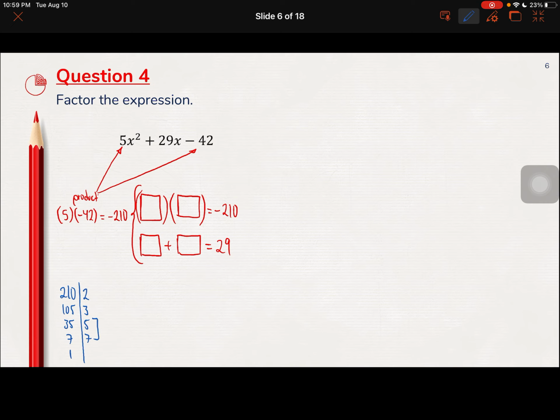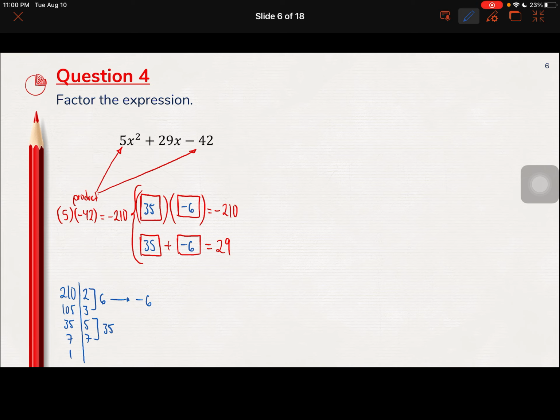So, just exploring a little bit more, we see that 6 and 35 is a possibility, and the one that becomes negative is the 6. You will see why. Because with the addition of these two, we get 29. So this 29 is telling us that the largest number must be positive to get this value positive. And if we check the product, it is also giving us minus 210.